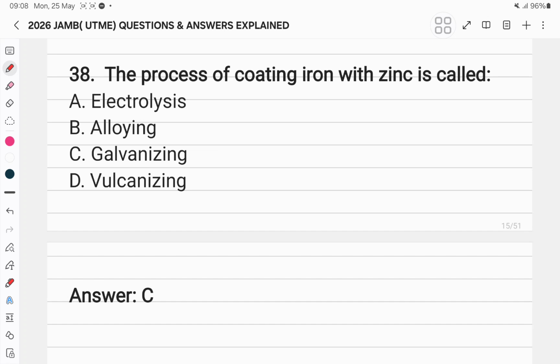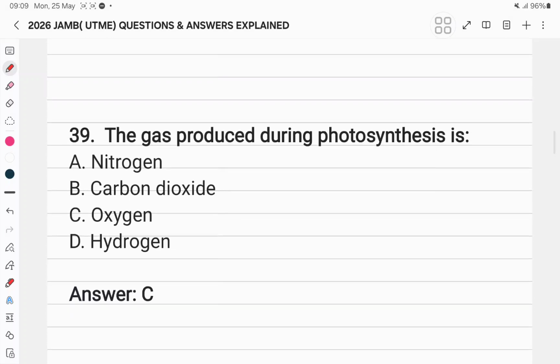Coating a metal with another metal is generally known as electroplating by electrolytic methods. So galvanizing is specifically the name of the process of coating iron on the surface with zinc against rusting. That's C. Question 39. The gas produced during photosynthesis is oxygen.